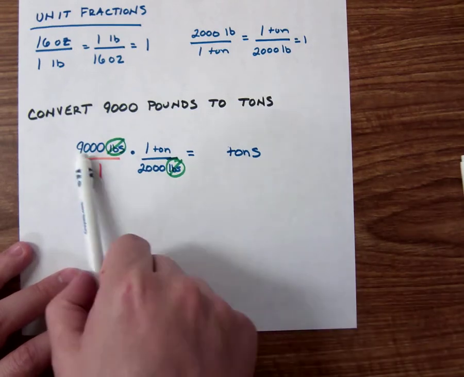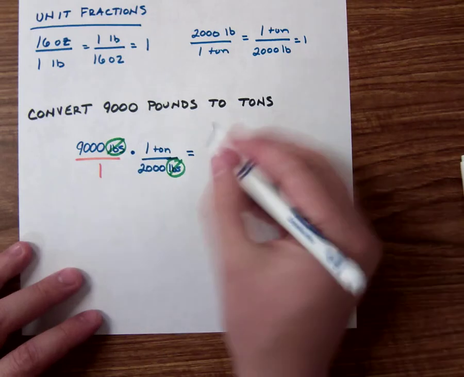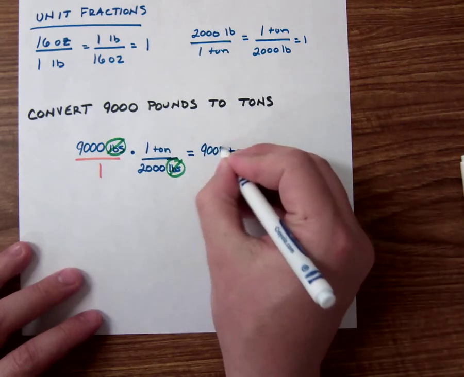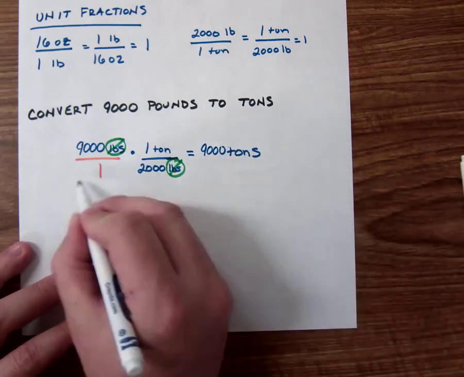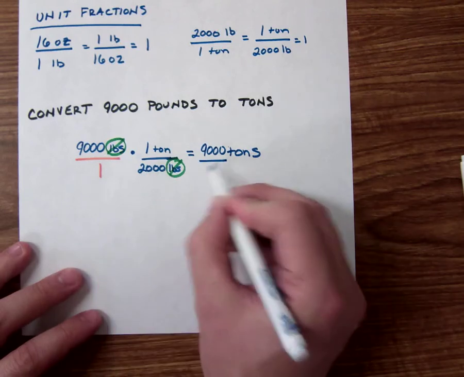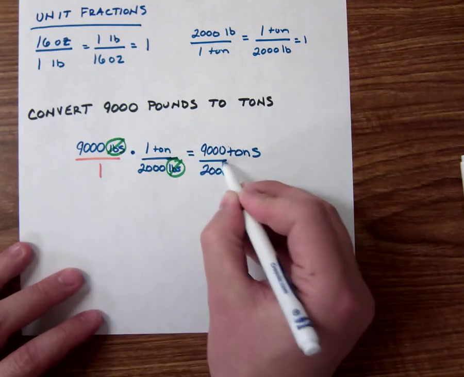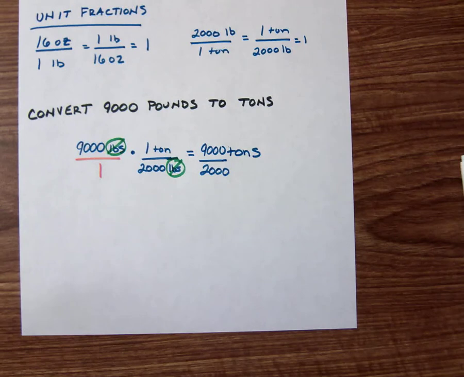So on the top, 9,000 times 1 is 9,000. And on the bottom, 1 times 2,000 is 2,000. So it's 9,000 2,000ths tons. Or 4 tons, 1,000 pounds. Or what? Say it again. 4 tons, 1,000 pounds. Would that be correct? 4 tons. Yes, 4 tons, 1,000 pounds.